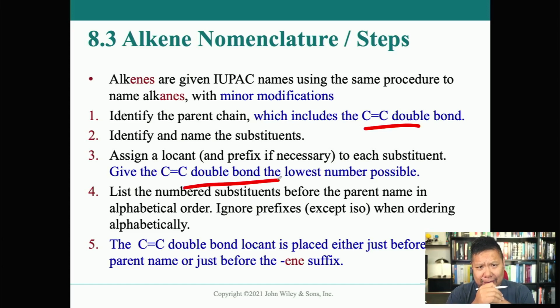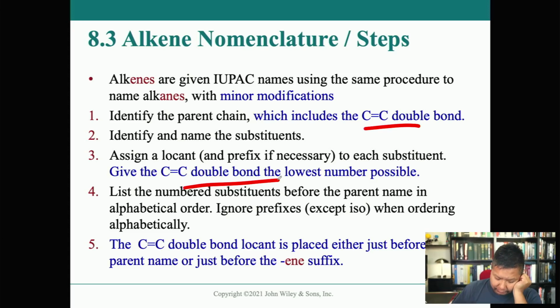And then list the numbered substituents before the parent name in alphabetical order. Ignore prefixes except for iso when ordering alphabetically. Remember, prefixes like tert, as in tert-butyl. And then the carbon-carbon double bond locant is placed either just before the parent name or just before the -ene suffix. Okay, the -ene suffix.